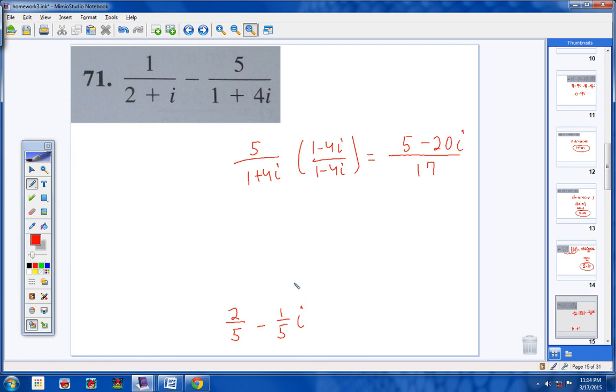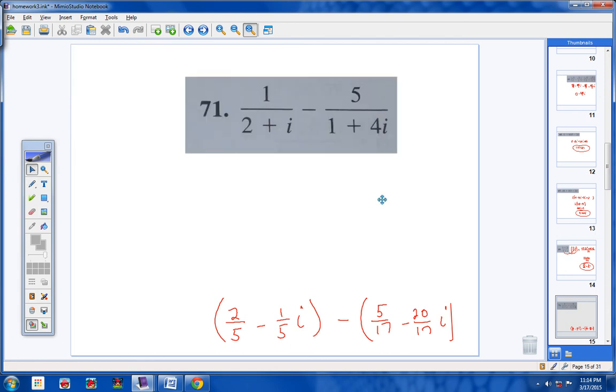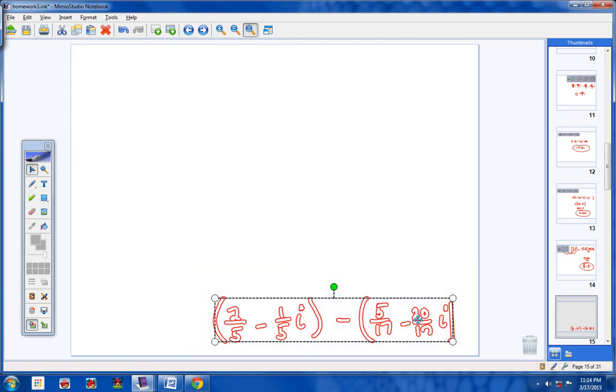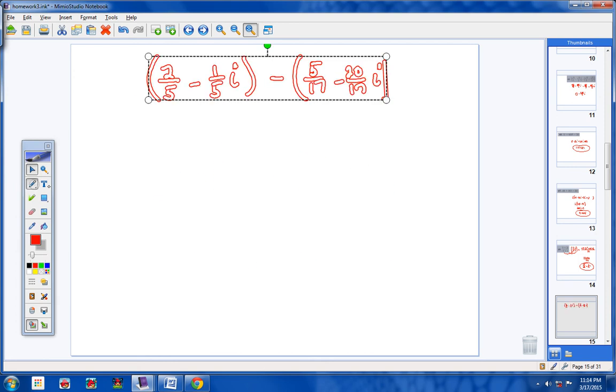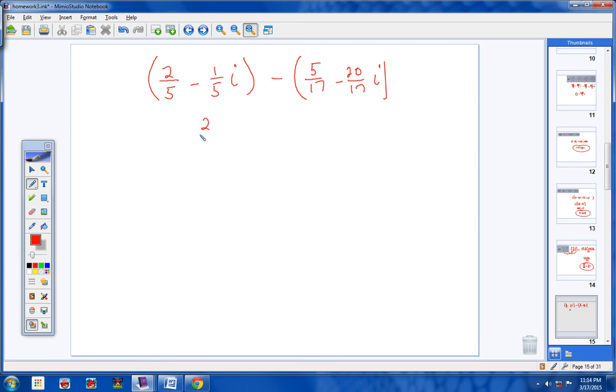Okay, so this whole expression here goes in place of this, which is 5/17 minus 20/17 i. This whole expression here takes the place of this. So the only thing we need to put between these two would be a minus sign from right here. Okay, so we've done a really good job of breaking this thing down now into a very reasonable problem. So let's take these two expressions. Let's go ahead and face the problem. There's a positive sign out in front of this parentheses, so your 2/5 stays 2/5, and your negative 1/5 stays negative 1/5.